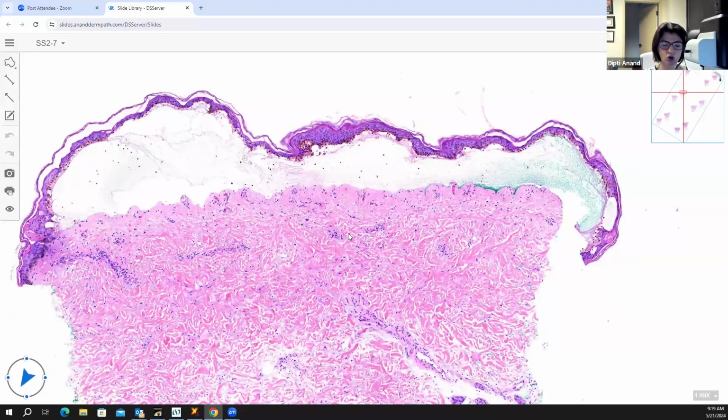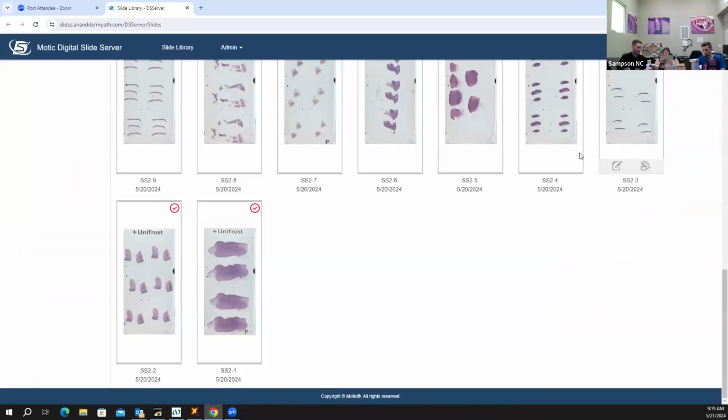Because that on DIF will look exactly like EBA, and that's when you use salt split skin analysis. On the salt split skin, if you have deposition of the immunoreactants in the roof of the blister, that's BP. If it's in the floor of the blister, it's EBA. Okay? Good. Slide number 8.